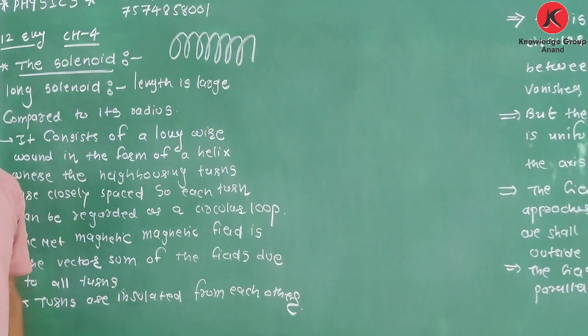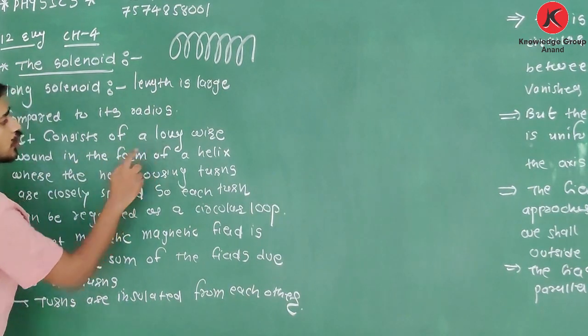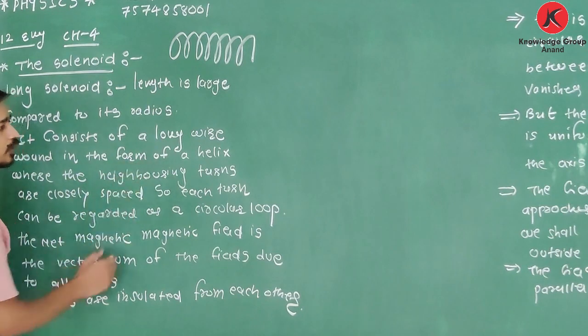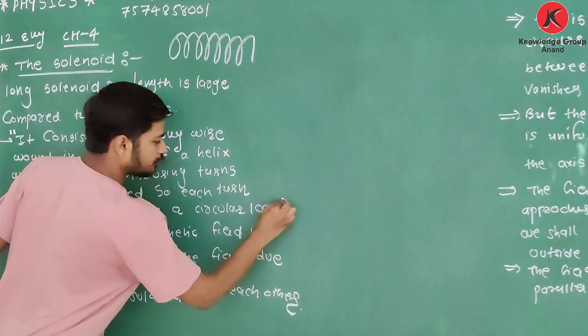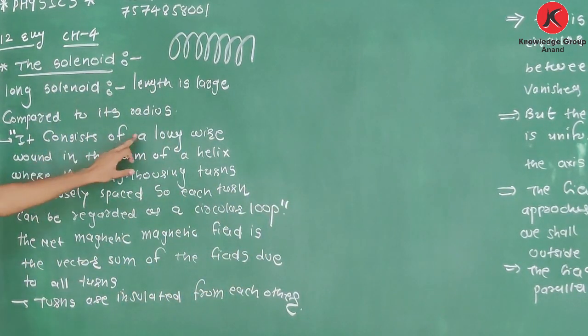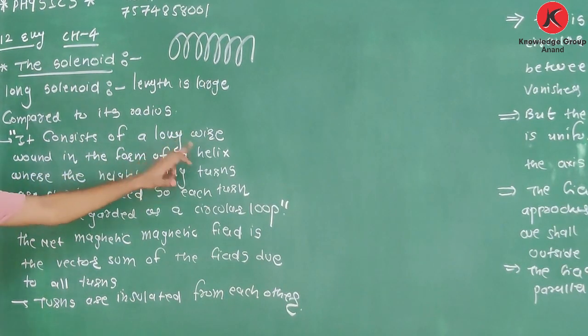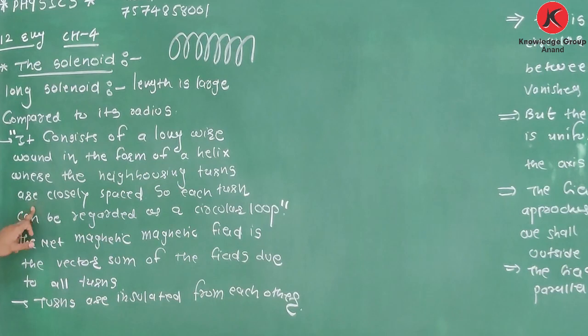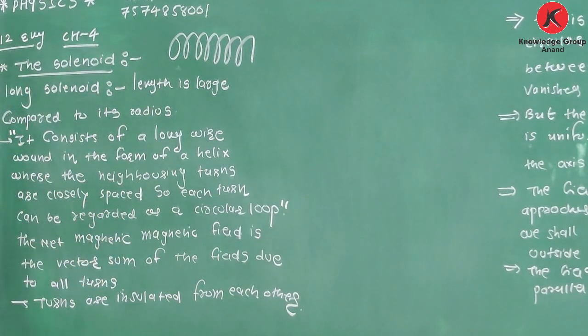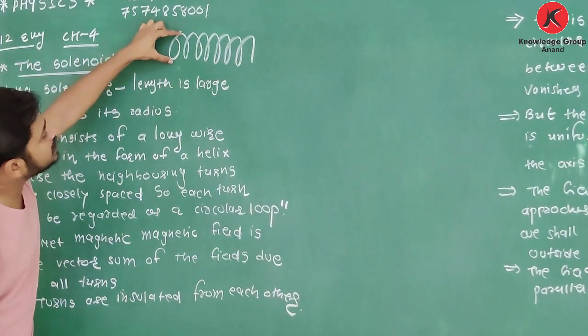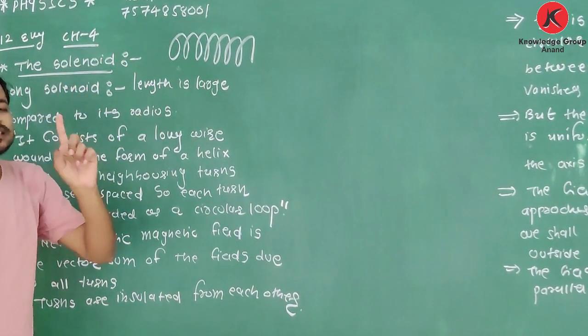A solenoid consists of a long wire wound in the form of a helix where the neighboring turns are closely spaced, so each turn can be regarded as a circular loop, as shown in the figure. This is the definition of a solenoid. Clear about this? Each and every turn is regarded as a circular ring.